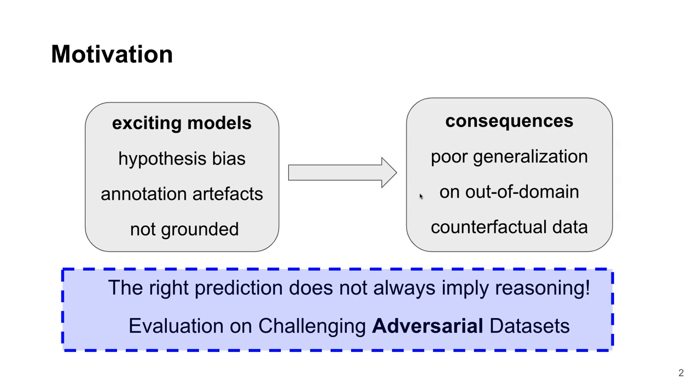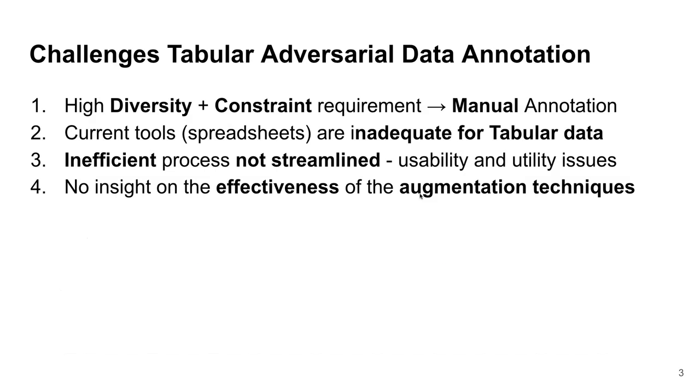So one way of checking if the model is doing right reasoning is evaluating on challenging adversarial datasets. What's the challenge associated with creating challenging adversarial datasets, especially their annotations? What we need is high diversity plus constraints, because the table cannot be self-contradictory. There should be diversity in the data, and all this requires manual effort. The tools which are there, for example spreadsheets, are inadequate. They don't work very well for tabular data. They are inefficient and not streamlined. So they have usability and utility issues, which we'll discuss more later.